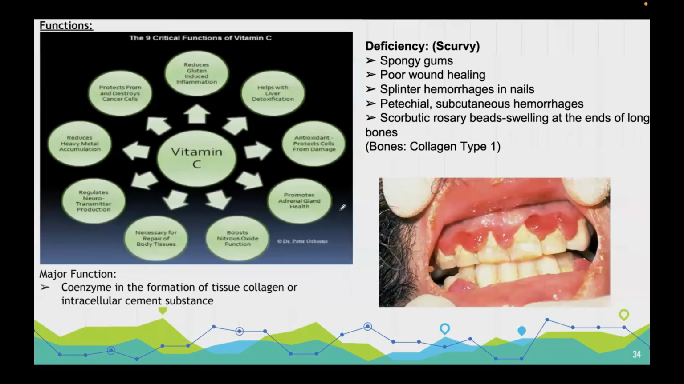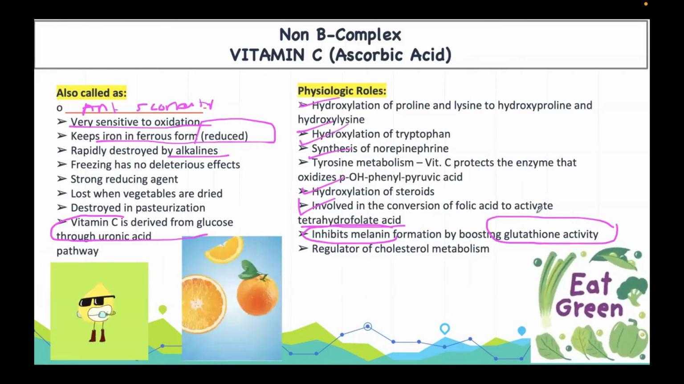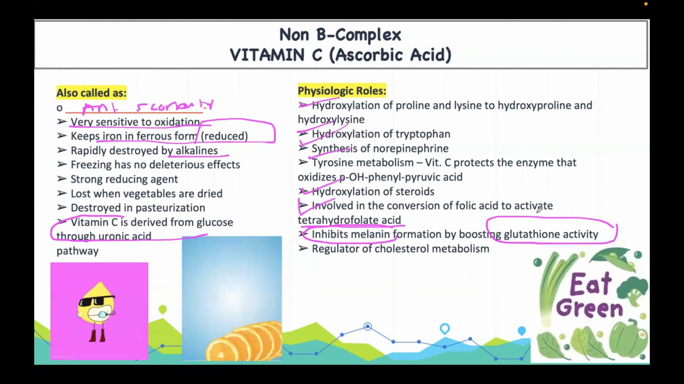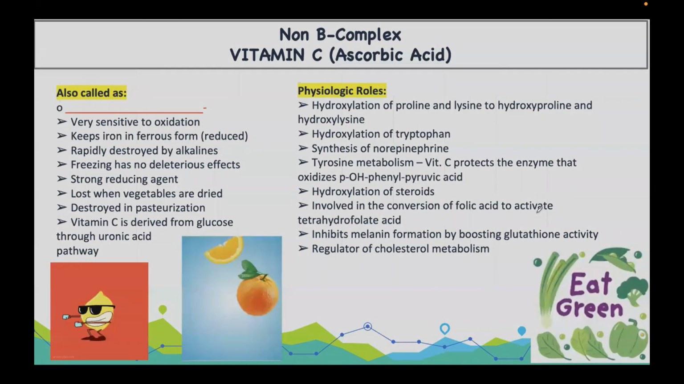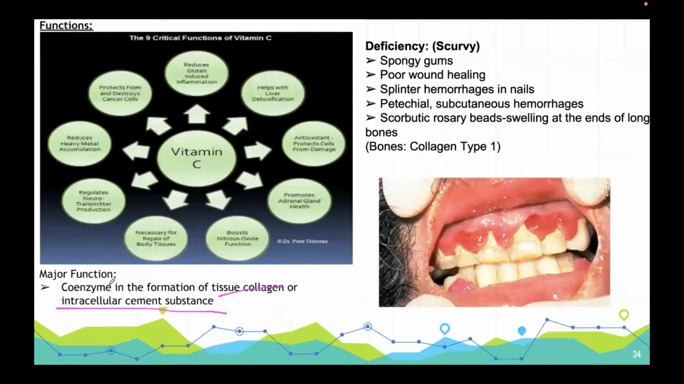So yung mga food sources po ng ating vitamin C, mainly nakikita yan at nahahanap yan sa ating mga green vegetables, yung mga citrus natin, lemon, mga dalandan, yun, mga matataas yung concentration natin ng vitamin C sa mga fruits na yun. So the major function of your vitamin C, even though meron siyang 9 critical functions, is it serves as a coenzyme in the formation of tissue collagen or intracellular cement substance.